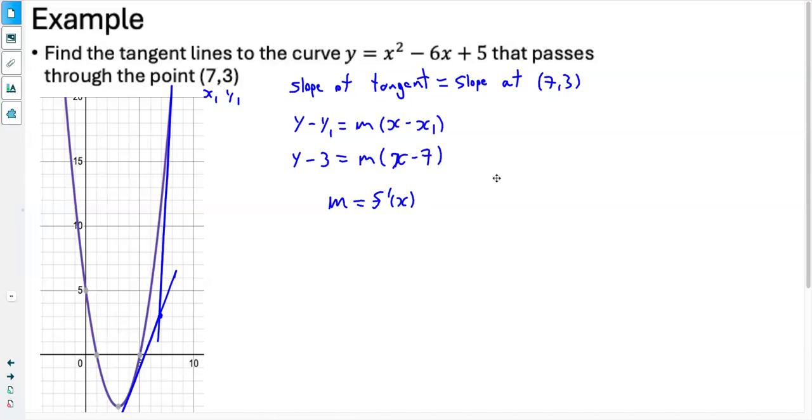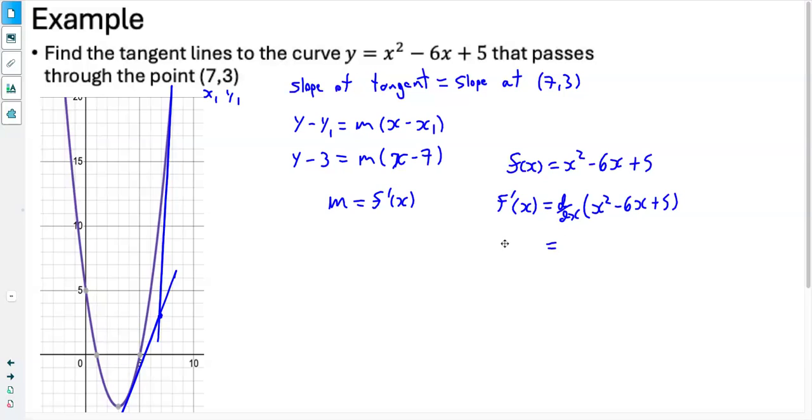So if we look at our function, which was f of x is equal to x squared minus 6x plus 5, we know f prime of x, or the derivative of it, is going to be the derivative of this entire thing. So the derivative of x squared minus 6x plus 5, which is the same as the derivative of x squared minus 6 times the derivative of x plus the derivative of 5.